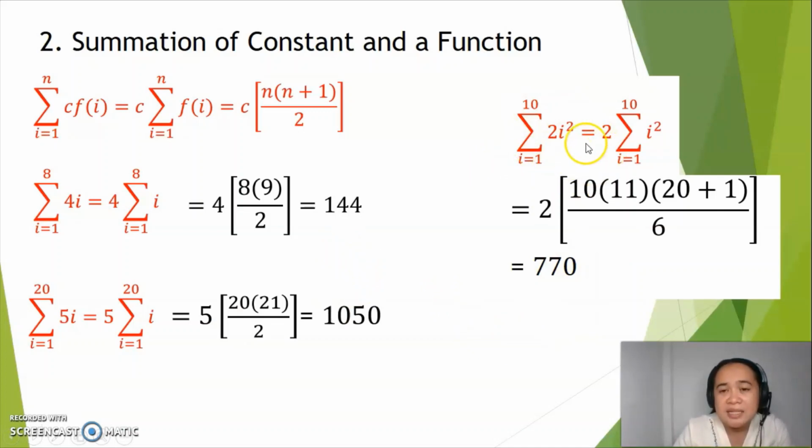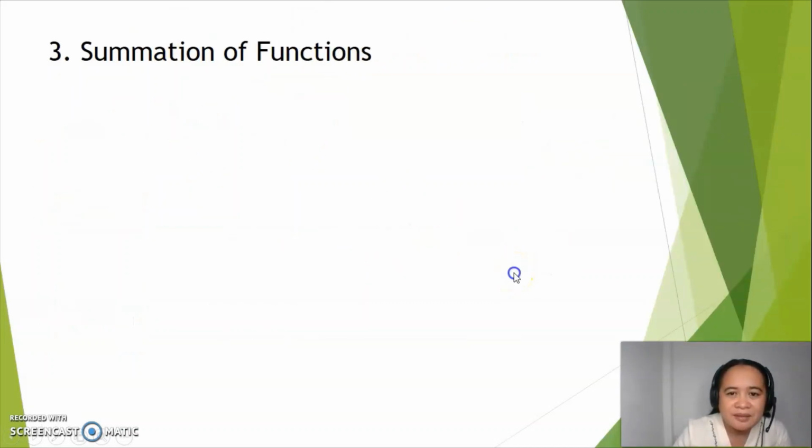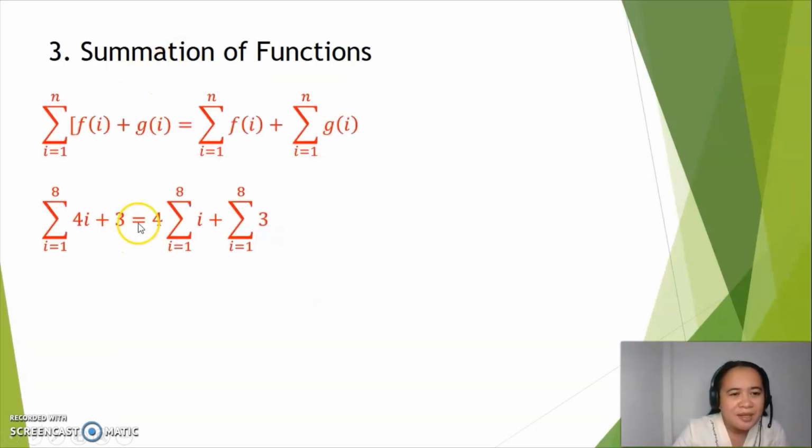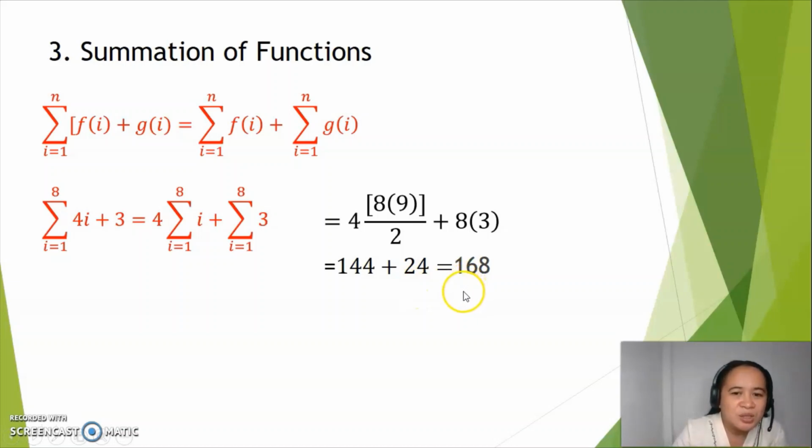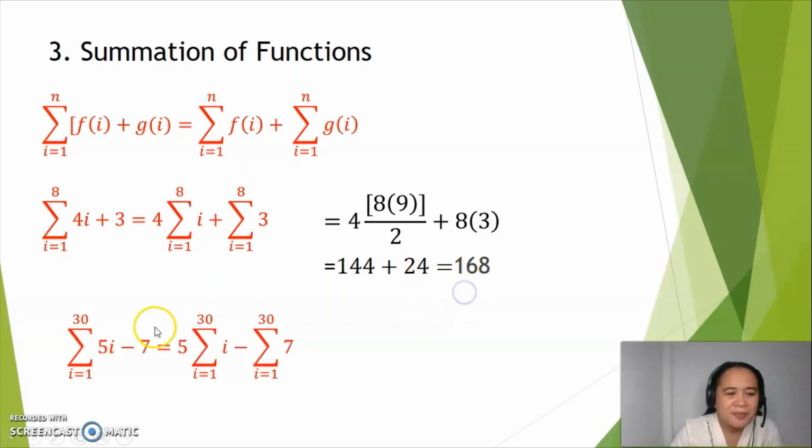So meaning, we need not expand it to get the sum. We can use some properties of notation. Another, summation of functions. So, for example, summation of 4i plus 3 from 1 to 8. So this would be 4 times the summation of i from 1 to 8 plus the summation of 3 from 1 to 8. So this would be 4 times the quantity 8 times 9 over 2 plus 8 times 3. So therefore, this would be 168.